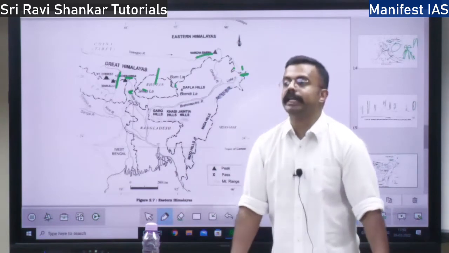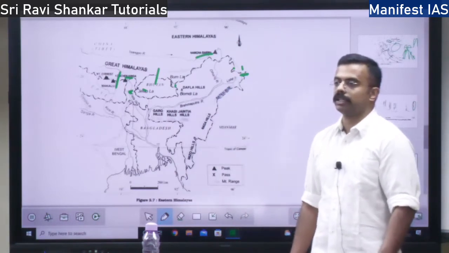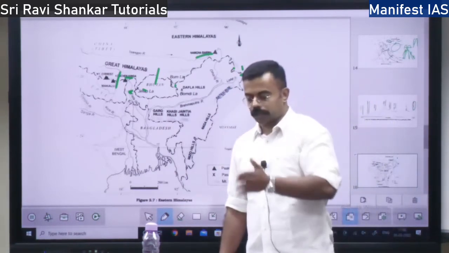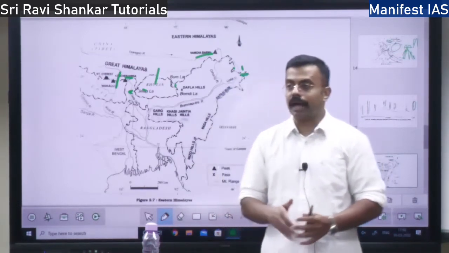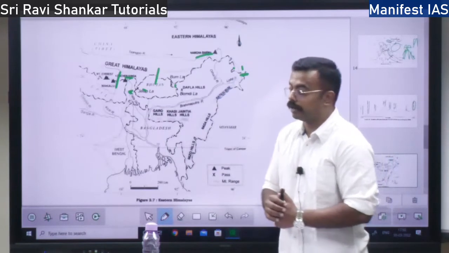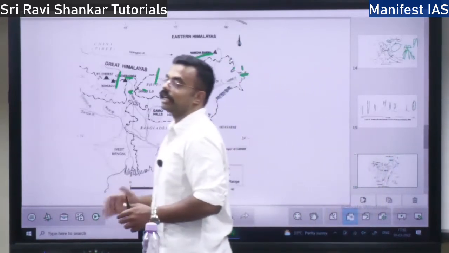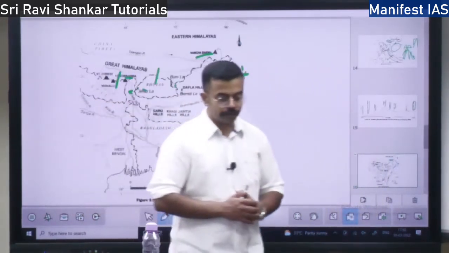So they form deep gorges. You know already what gorges are: parallel valleys or parallel areas where, along parallel faults in the rocks, the river water flows, right?